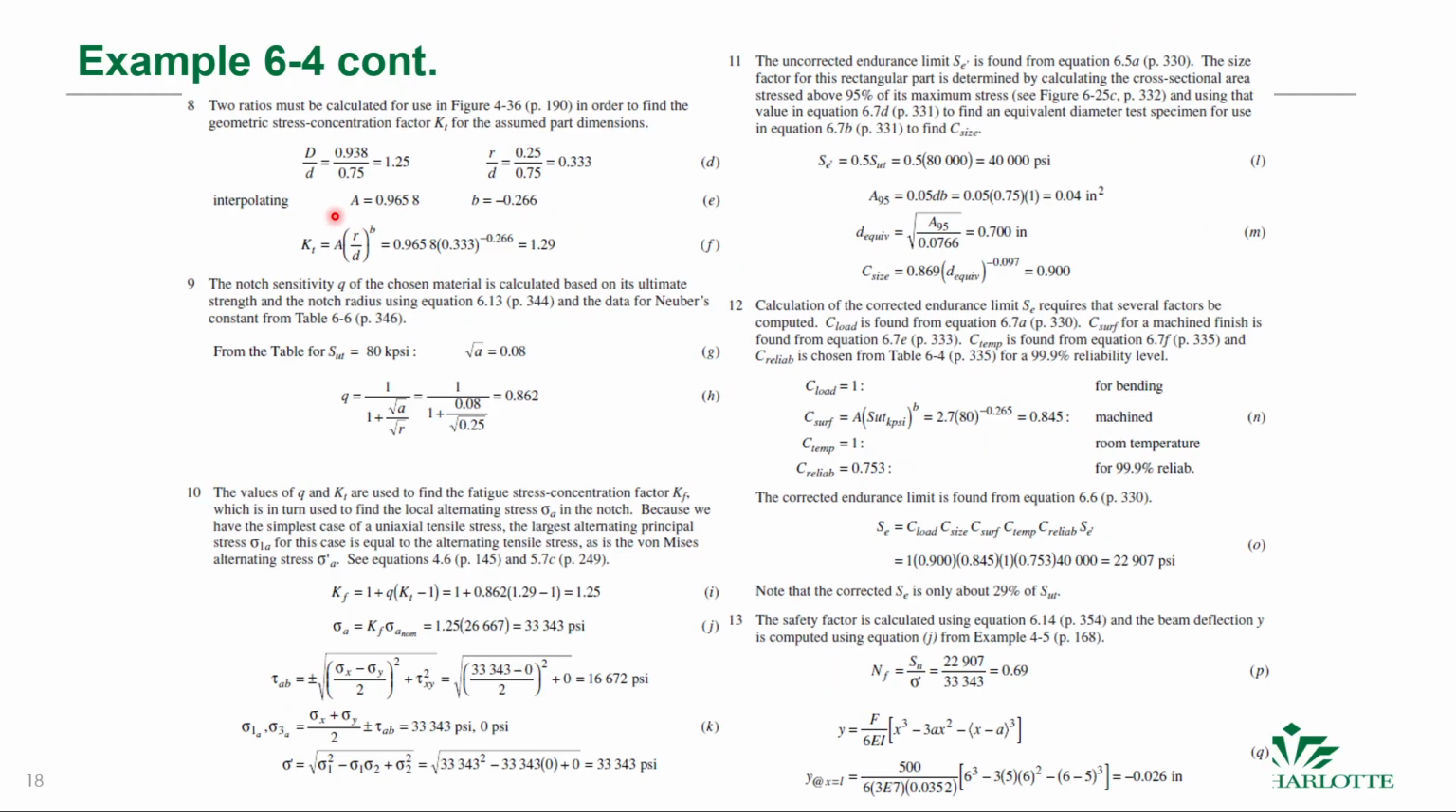Okay. So if we do that, we get our static stress concentration factor for that particular geometry that we chose, and we get that it's 1.29. And then, since it's in fatigue, we'll get the notch sensitivity. Okay, so we get the data for the Neuber's constant for that material from table 6.6 in the book. We're told that ultimate tensile strength is 80 kpsi, and the square root of a is 0.08. So we can plug those values in and get a Neuber constant of 0.862.